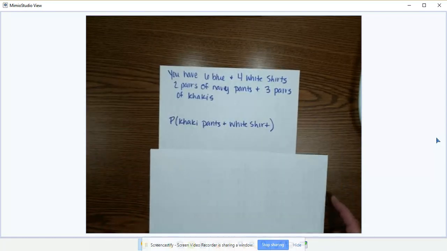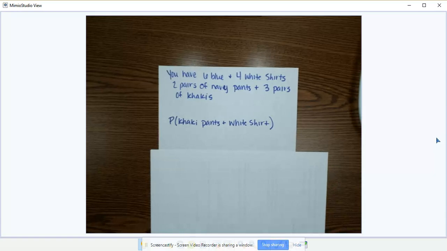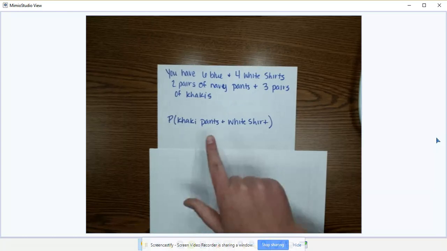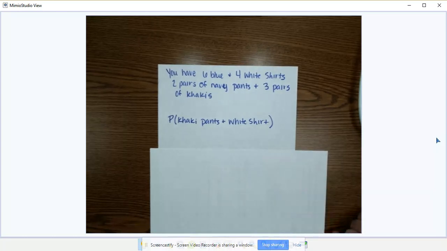Okay, here's a probability I want you guys to help me figure out. We have 6 blue shirts in our closet, 4 white shirts in our closet. We have 2 navy pants and 3 pairs of khakis. I want you guys to help me find what's the probability of picking a pair of khaki pants and a white shirt.